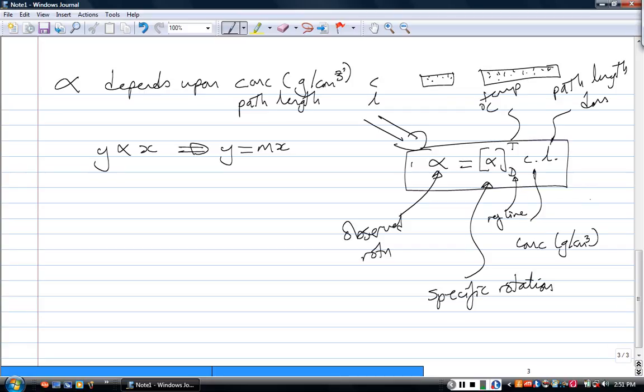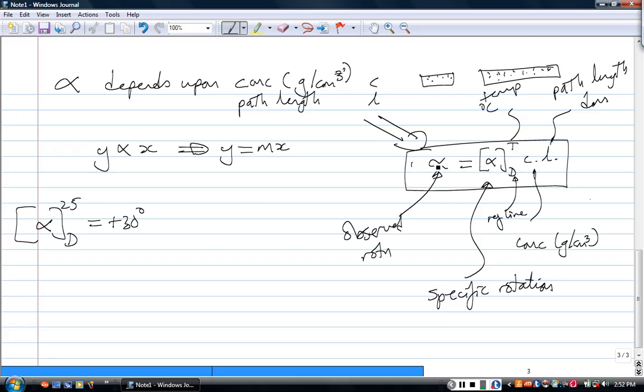So for example, I can say that a sample has an alpha 25D of plus 30 degrees. And what does that mean? It means that the specific rotation at 25 degrees Celsius is plus 30 degrees. That would imply, for example, that if I ran the sample at 25 degrees Celsius using the D line of sodium at a concentration of 1 gram per mL in a cell of 1 decimeter, the observed rotation will be plus 30. Right? If this is plus 30 and I made each of these unit, then the observed rotation will be 30.